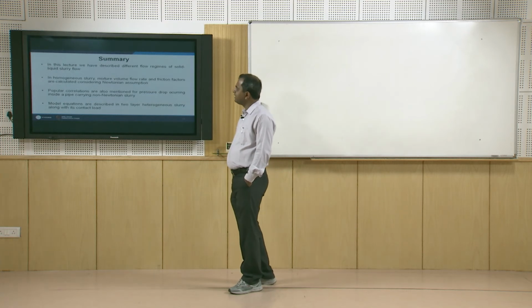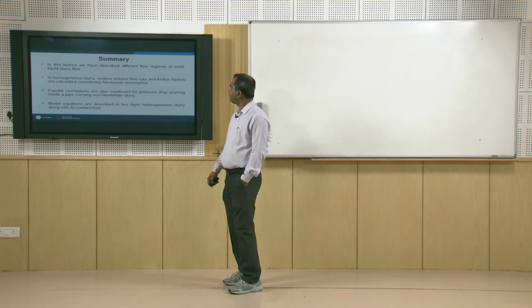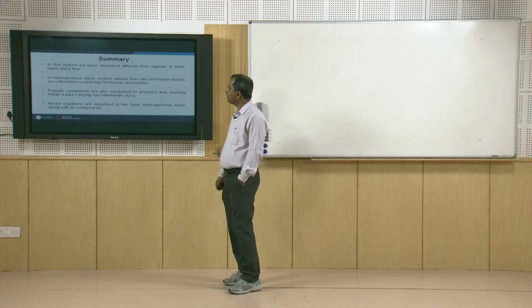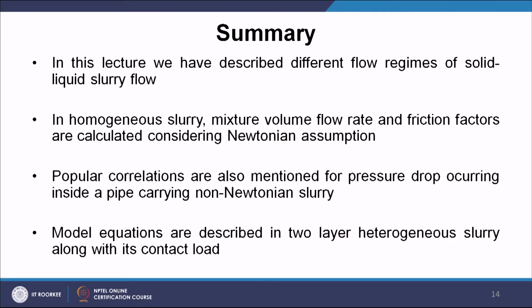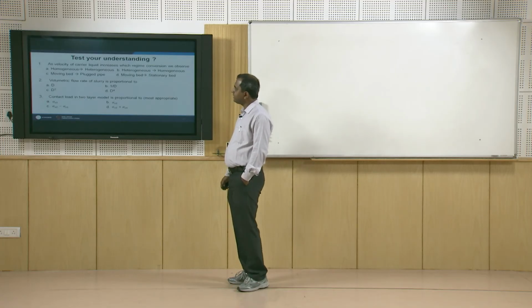Okay, let us summarize. In this lecture, we have described different flow regimes of solid liquid slurry flow. In homogeneous slurry, we have found out the pressure drop considering laminar, turbulent, considering Newtonian and non-Newtonian slurry, and finally for heterogeneous slurry using the 2-layer model we have shown how pressure drop can be calculated. Okay. Let us test your understanding at the end of this lecture.